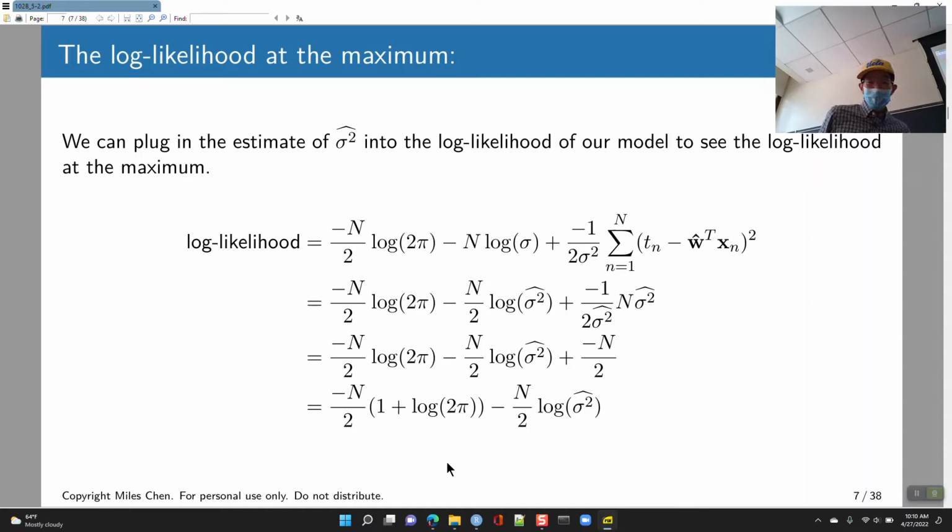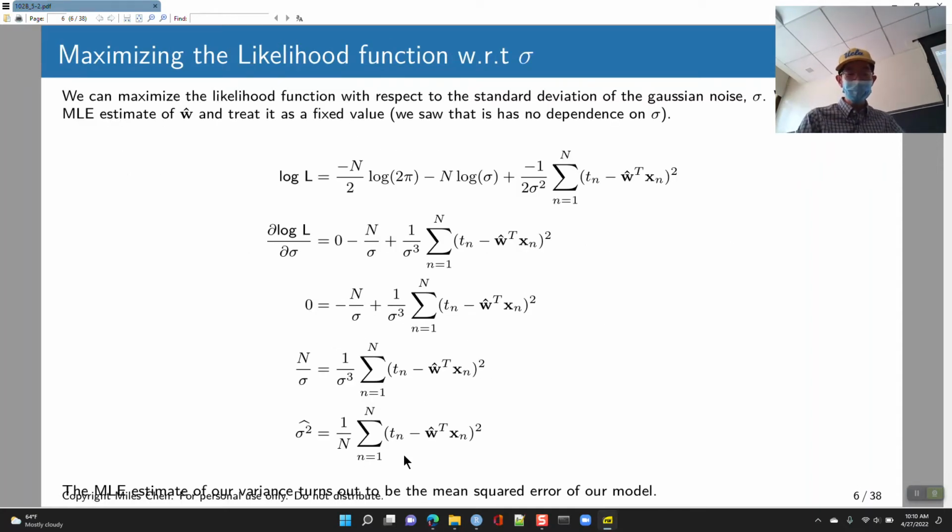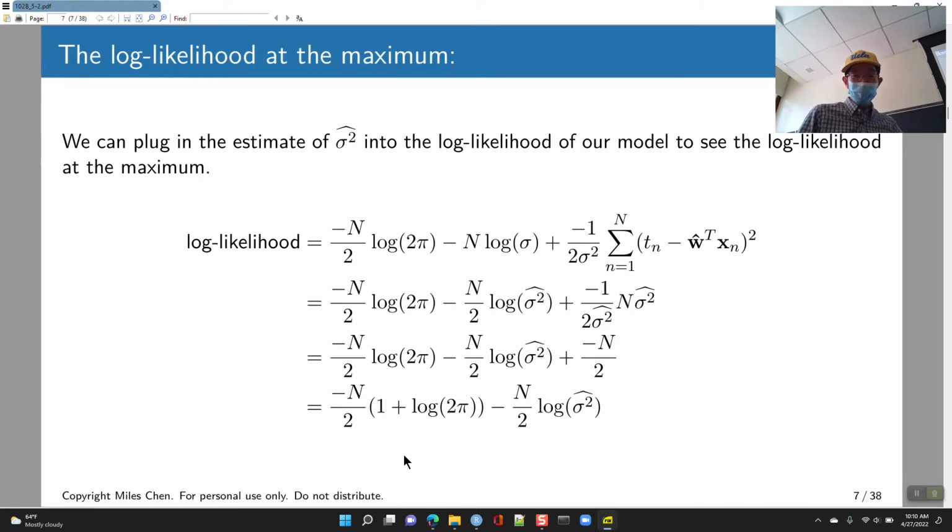And so if we plug this back in, we say, okay, what is the log likelihood at the maximum? So we'll just replace sigma with sigma hat basically. And if I have sigma, I could do sigma hat squared over 2. And this is basically what we have. So I'm just replacing this, and then replacing sigma squared with sigma hat squared.